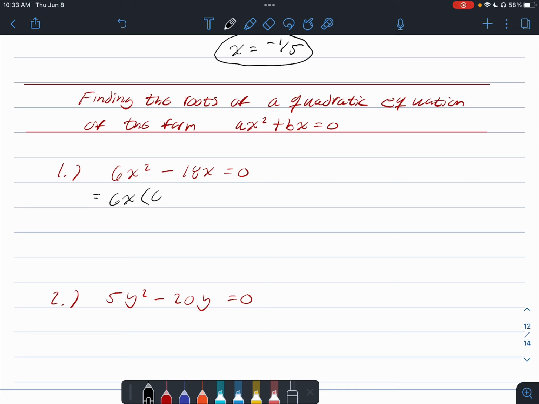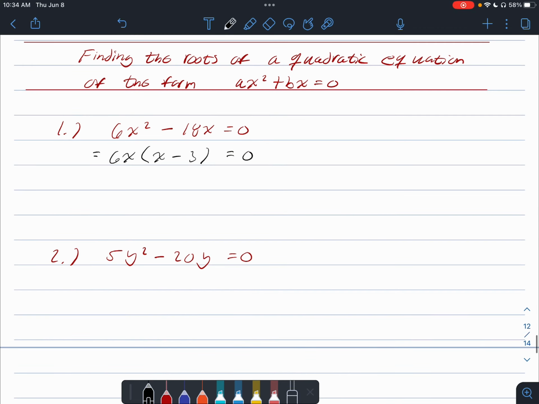Okay, so if we take out a 6x from each of these, that means we can rewrite this equation as 6x times x minus 3. Okay? And to see why you can write it like this, if we were to follow this back out, 6x times x will give us 6x squared, and 6x times a negative 3 would give us negative 18x. So this is actually just us rewriting the equation as 6x times x minus 3 in parentheses, and this is still equal to 0. So now we want to figure out when each of these factors is equal to 0.